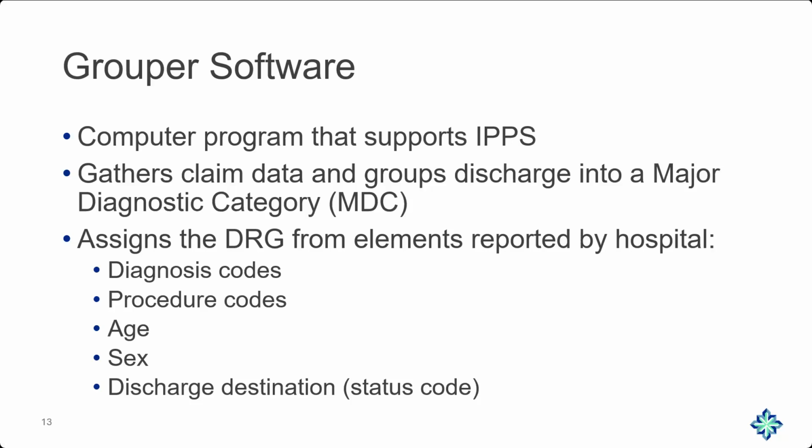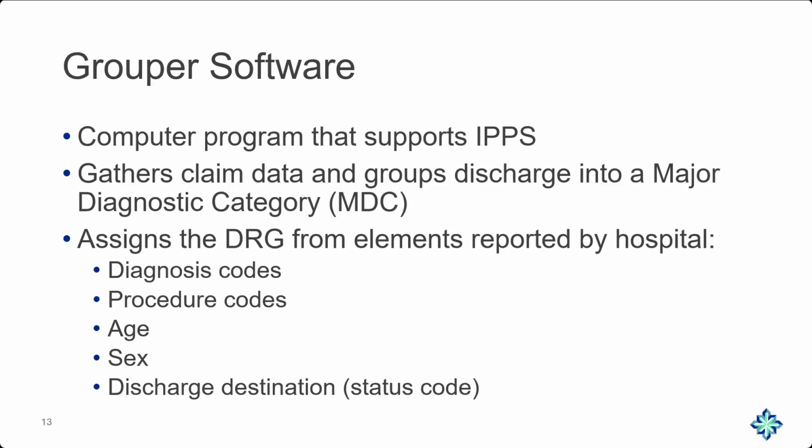After that, the grouper software assigns the DRG number from data elements that are reported by the hospital, and it's the things like you see here. We have principal and other diagnoses, principal and additional procedures, the patient's age as of their last birthday at the time of admission, the sex or gender of the patient, and the discharge destination, also known as the patient status code, which is what we're kind of focusing on here today.